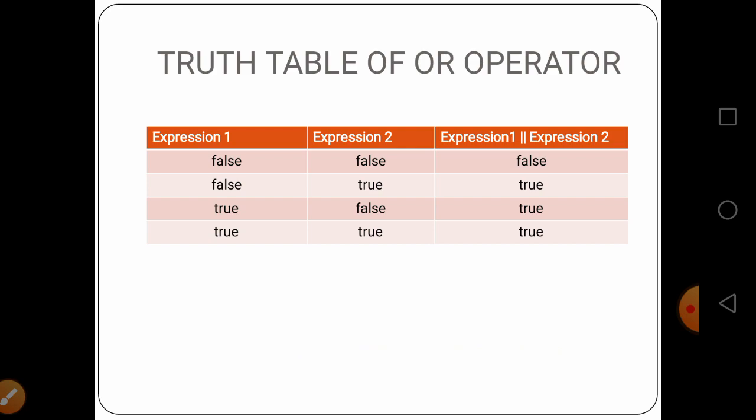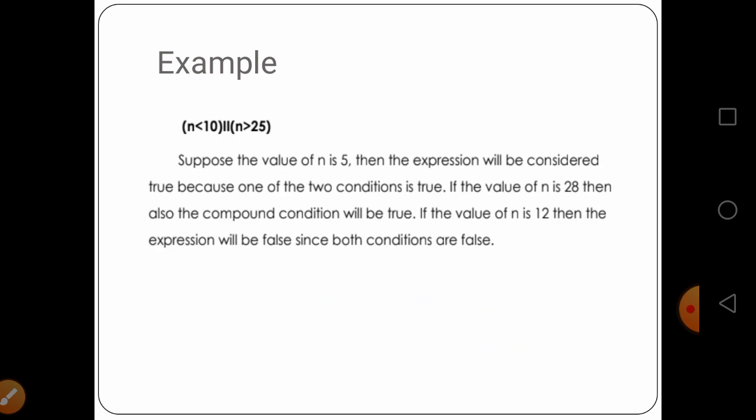If the condition of expression 1 is true and the condition of expression 2 is false, OR returns again true. If both the conditions are true, then automatically OR returns true. It means OR operator returns true when one or more than one condition is true and returns false when all the conditions are false.